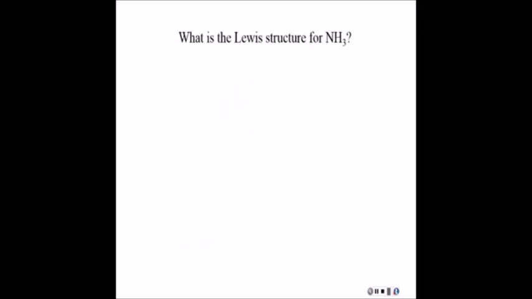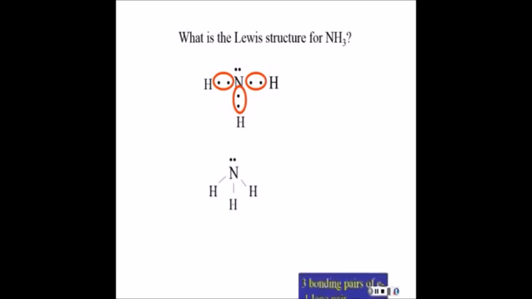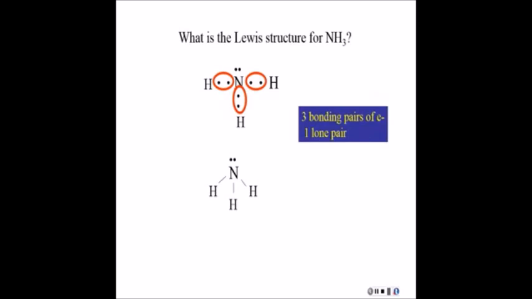Now how about NH3, which is ammonia? Put the nitrogen in the middle. Here comes a hydrogen here. Another one in here. And here comes the last one. We circle the bonding electrons. And we're going to replace them with dashes. And thus we have 3 bonding pairs and 1 lone pair.